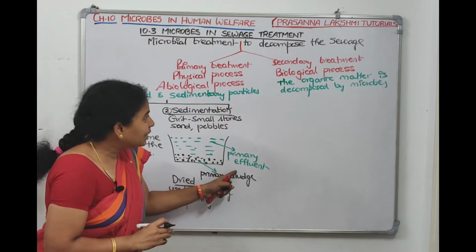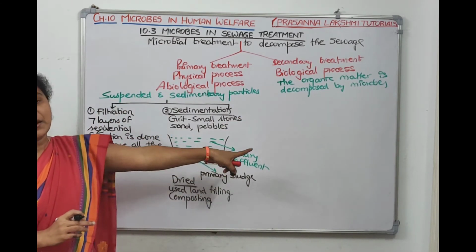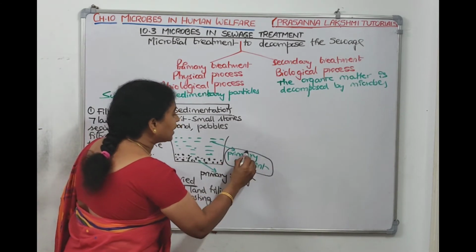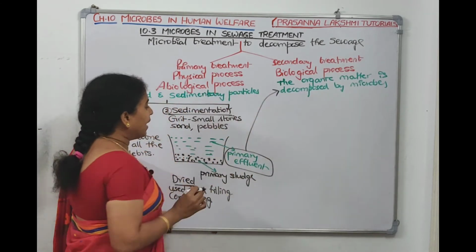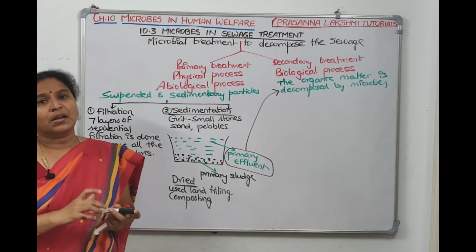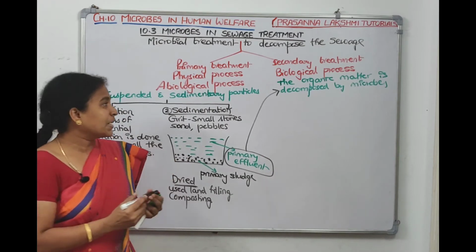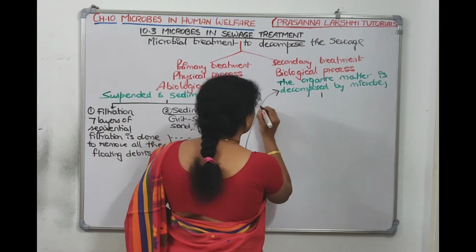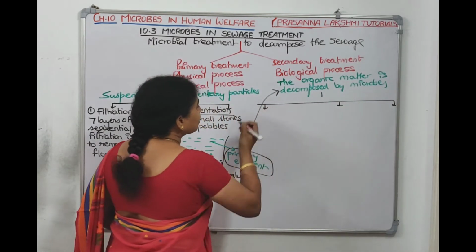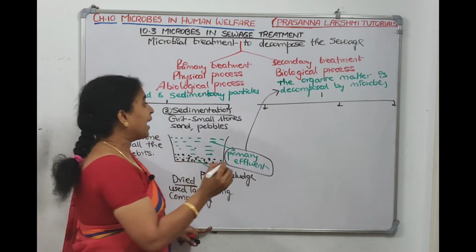This primary effluent is sent into the secondary treatment. Take this liquid part and come on here. Now in secondary treatment, we have 3 stages again. What are the 3 stages of secondary treatment? If we have to see the 3 steps of secondary treatment, what is the first one called? Aeration tank.